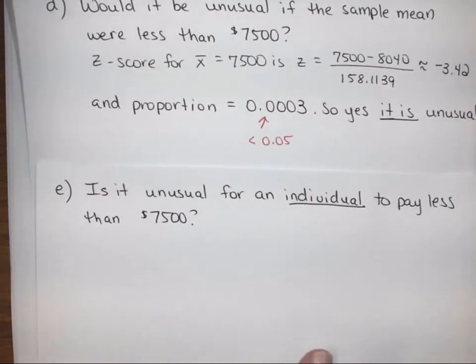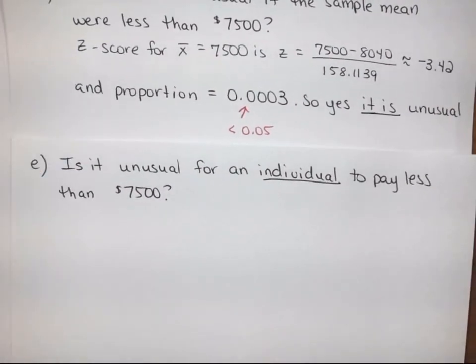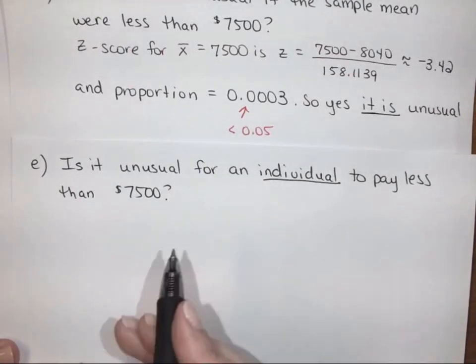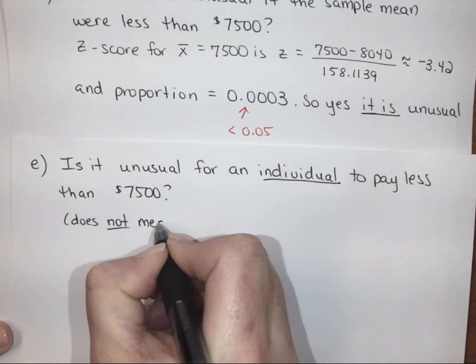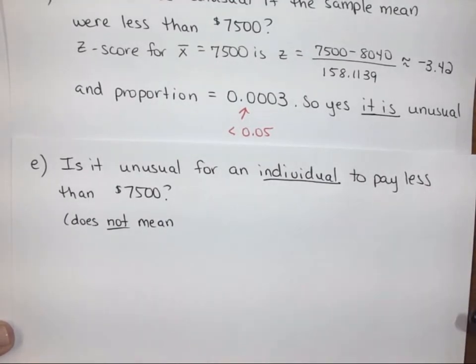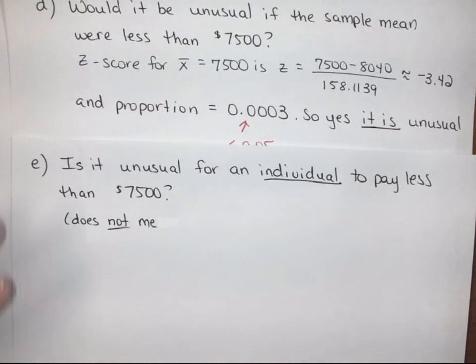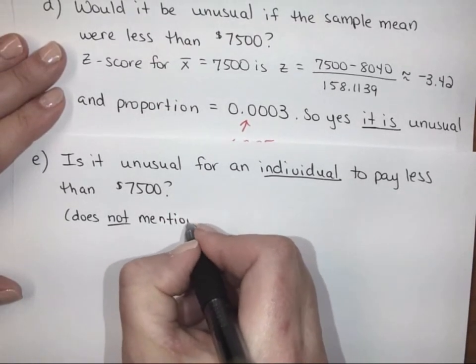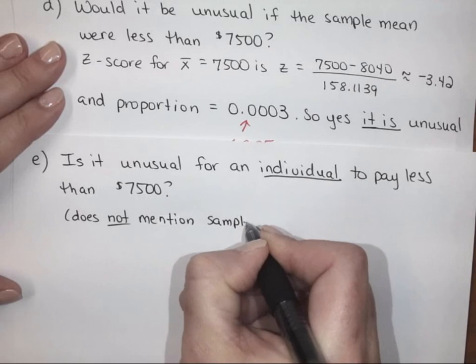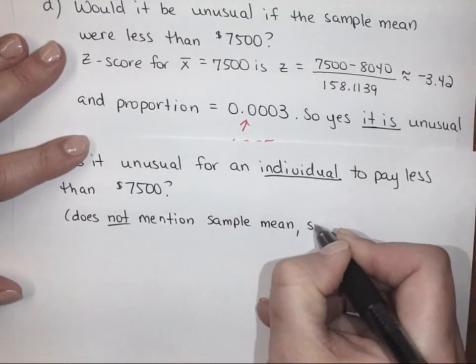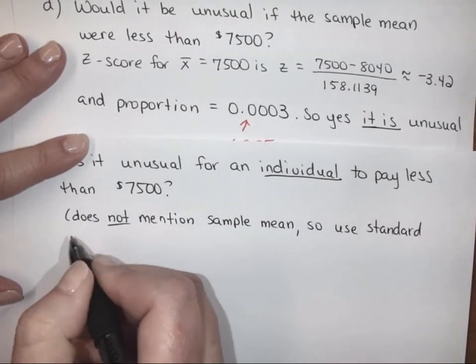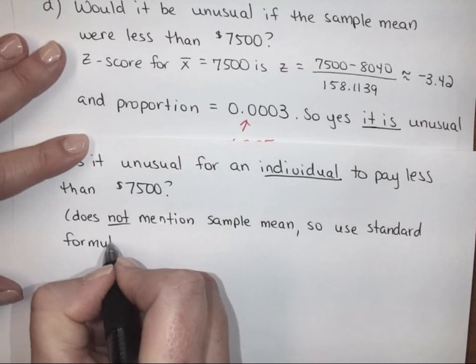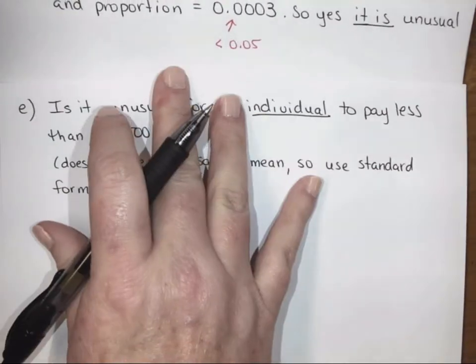So for 1,000 people to have that low of an average of a tax return, or sorry, not a tax return, but a tax owed, would be unusual. Notice this one asks for an individual. Okay, this does not mention sample mean. It's not a mean of a bunch of tax returns. It's one tax return, sorry. So this does not mention sample mean. So in other words, we're just going to use the standard formula here. We're not going to use our standard deviation of the means, okay, because we're not talking about that this time.